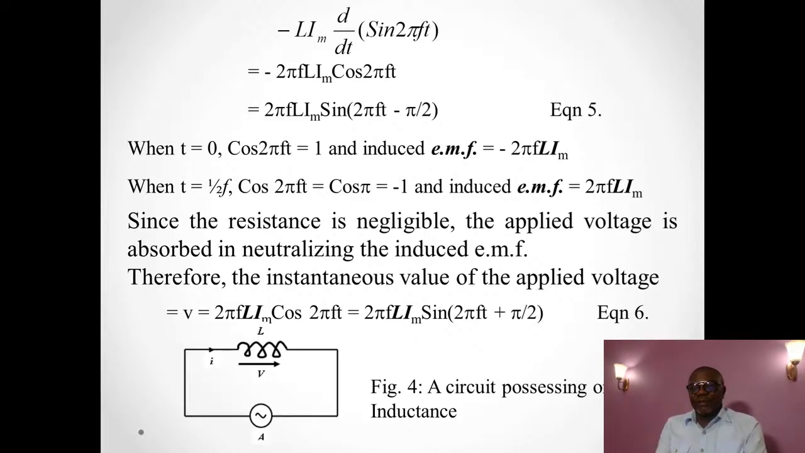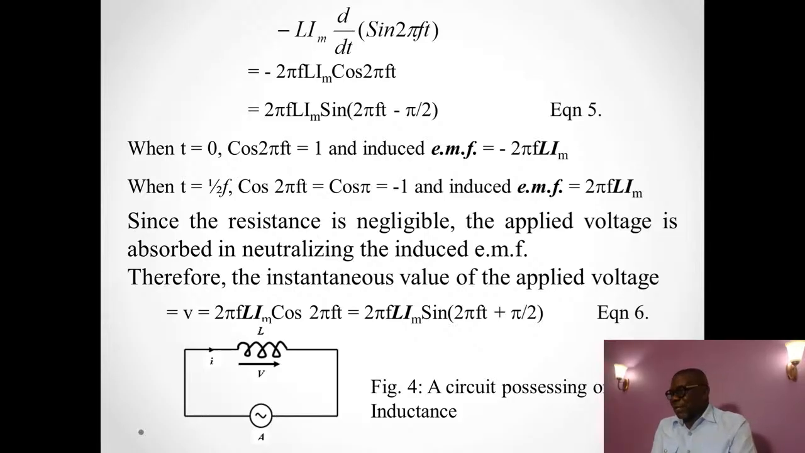Now, since the resistance is negligible, the applied voltage is absorbed in neutralizing the induced EMF. Therefore, the instantaneous value of the applied voltage, small v, equals 2 pi fLIm cos 2 pi ft, which will be equal to 2 pi fL Imax sine in bracket 2 pi ft plus pi over 2, because we want to move it back after the differentiation. We want to move it back to sine. So we have equation 6.